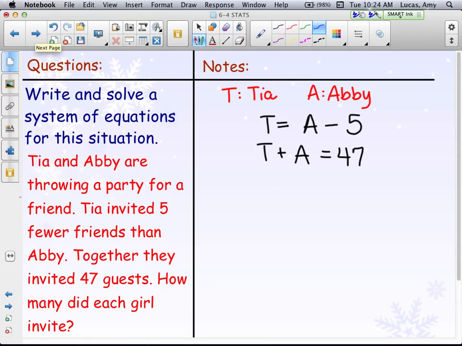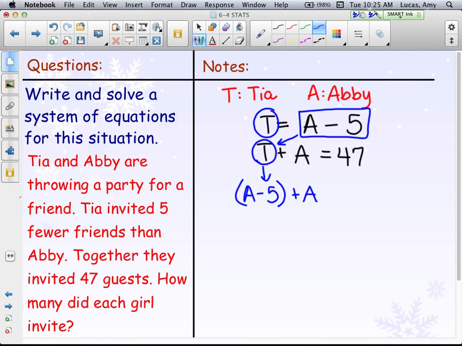So you may notice that this system is not set up for elimination. It is instead set up for substitution because the first equation says T is equal to A minus 5. So where I see the other T, I am going to replace it with A minus 5. So A minus 5 plus A equals 47. This is going back to substitution in lesson 6-2.